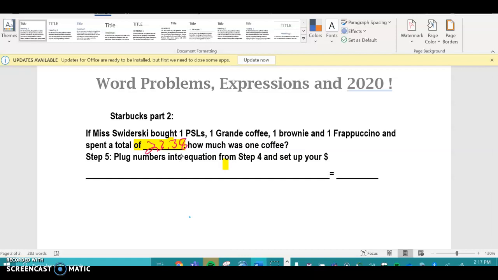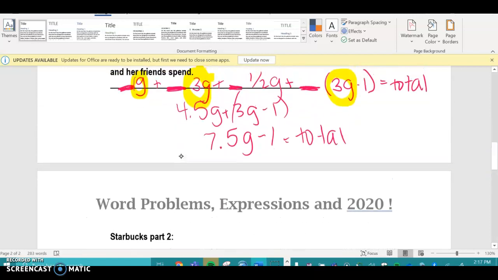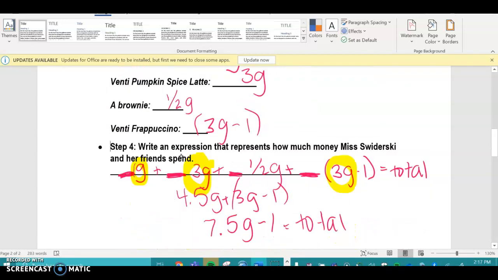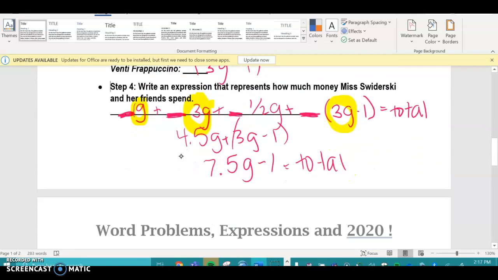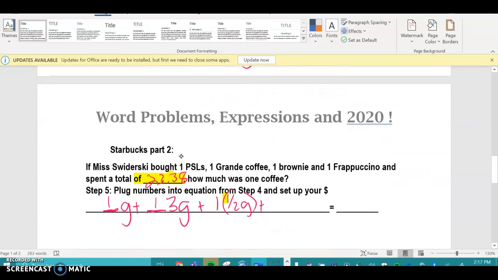So step 5 is to plug in the numbers into the equation from step 4. So I knew it was something G plus, if I got 1 coffee, if I got 1, what was 3G? Venti pumpkin spice latte, yum, plus 1 brownie, which was 1/2 G, plus, I'll say I got the 1 frappuccino, so 1 times 3G minus 1, and I spent $23.38 approximately. How much was 1 coffee?